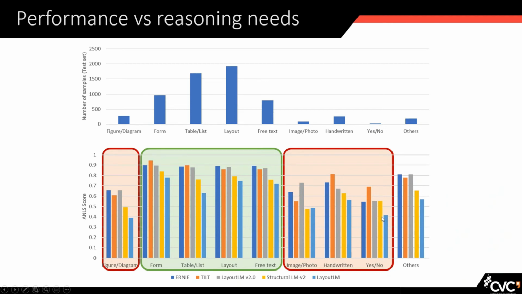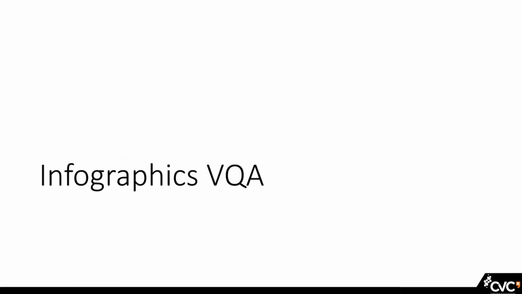Now, as we know, to train the methods is quite data hungry, so they need a lot of data to train. And this is when infographics visual question answering came in.